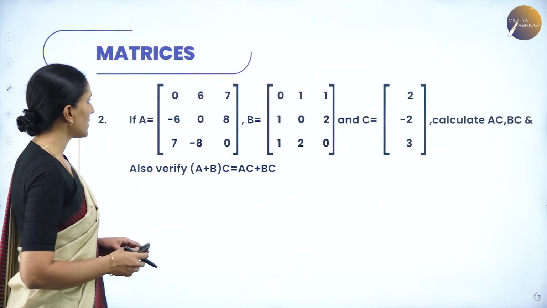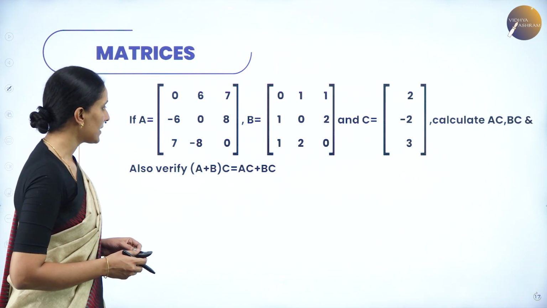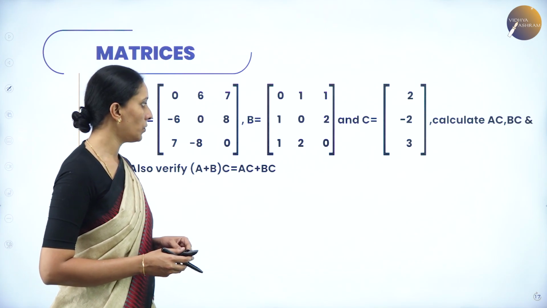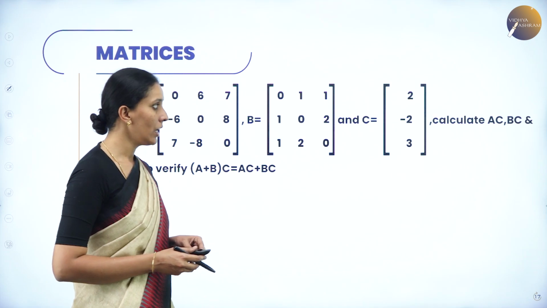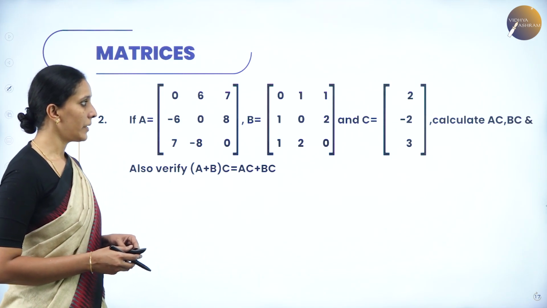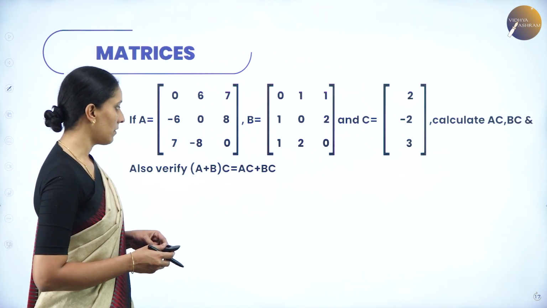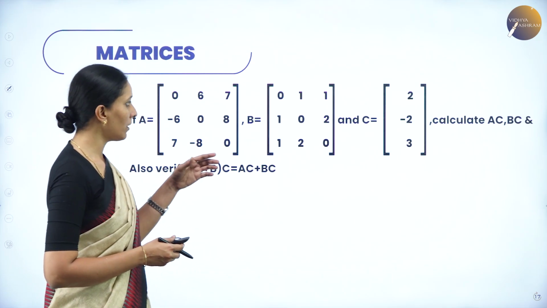If A is equal to 0, 6, 7, minus 6, 0, 8, 7, minus 8, 0, and B is 0, 1, 1, 1, 0, 2, 1, 2, 0, and C equals 2, minus 2, 3, calculate AC, BC, and also verify A plus B into C is equal to AC plus BC, which is the distributive property using matrices.